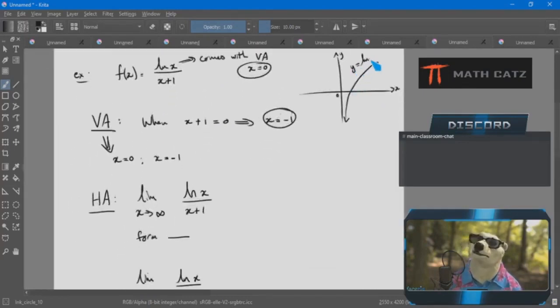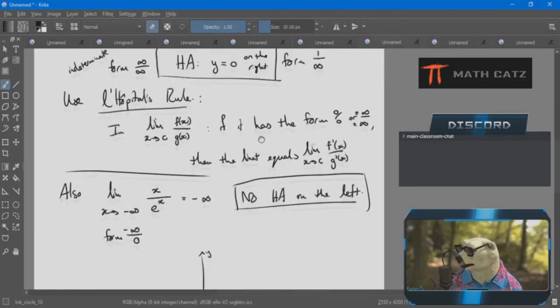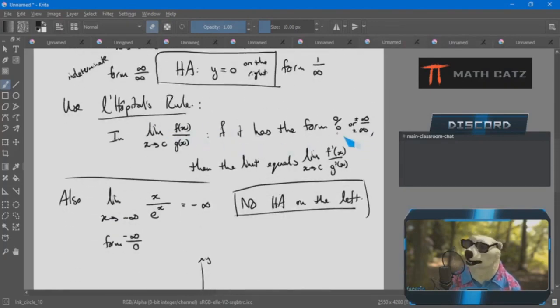This is the graph of the natural log function. When x gets really big, it gets really big, infinity. What happens to x plus 1? When x gets really big, it also gets really big. I have verified that I get one of the two forms needed in L'Hopital's rule. So I can use L'Hopital's rule.